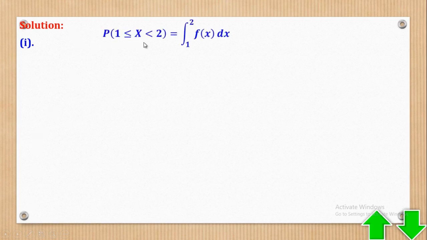So Roman 1, we have to remember the formula that the probability of x greater than or equal to 1 and less than 2 is given by integrating from 1, because the smallest, the lower limit, is what you put here, then the highest, the upper limit, is what you put here, of f(x), and integrate with respect to x. So that means that you have to go to your function and look for that function f(x).